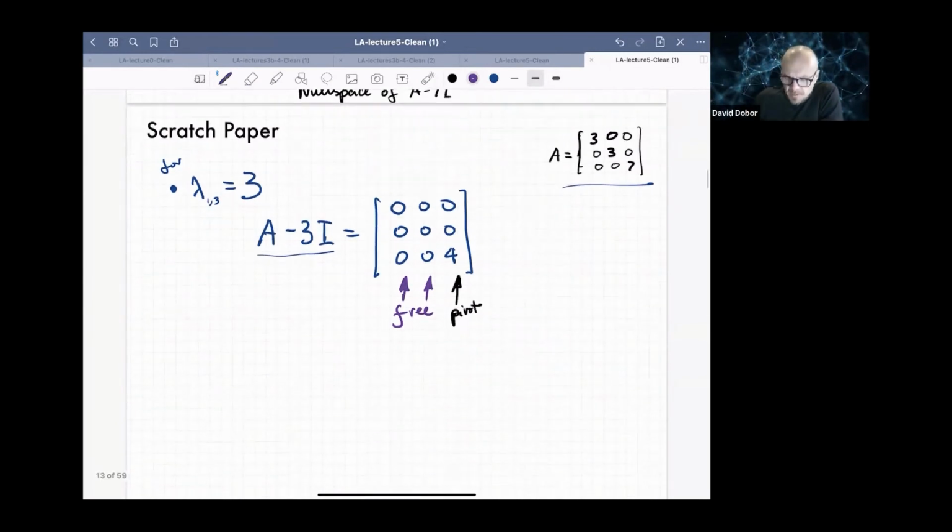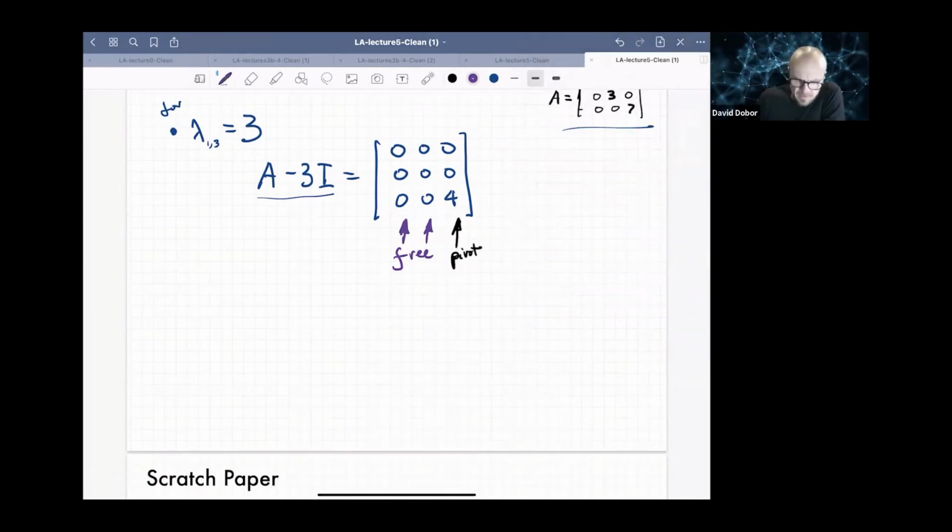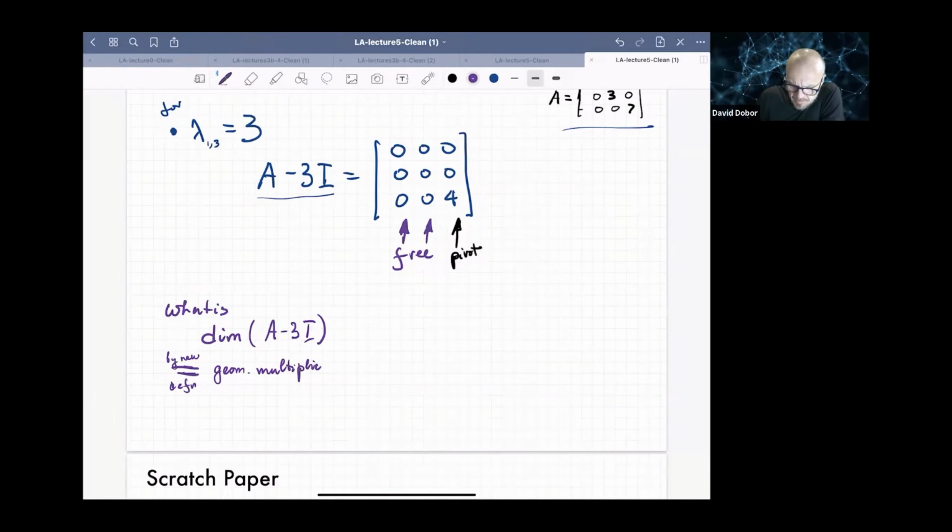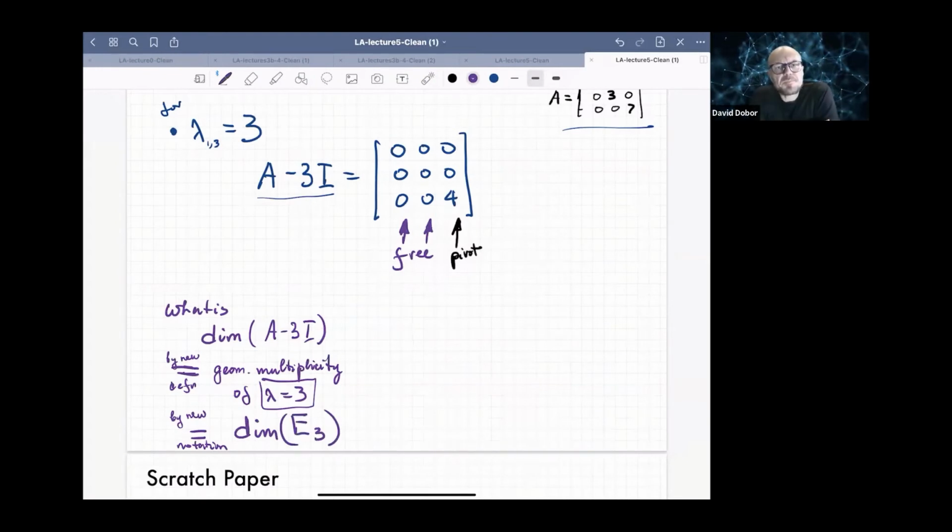Okay, so here's the important point. What's the dimension of the null space of A minus 3I? By the new definition we just gave, that equals the geometric multiplicity of lambda equals 3. That's our eigenvalue, for which, by new notation, is the dimension of the eigenspace associated with the eigenvalue 3, right?